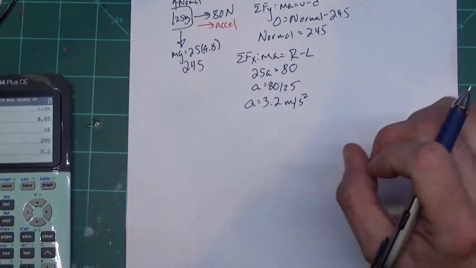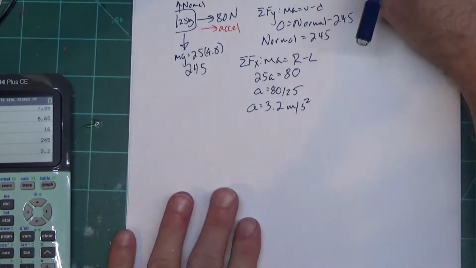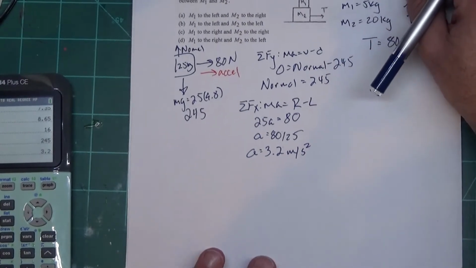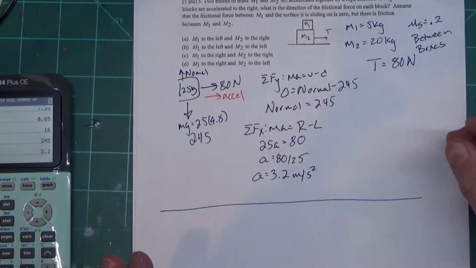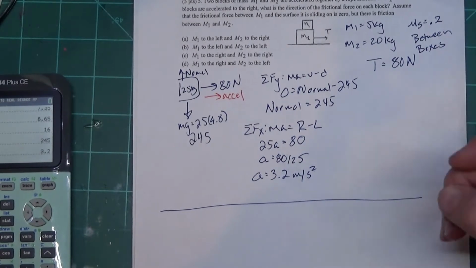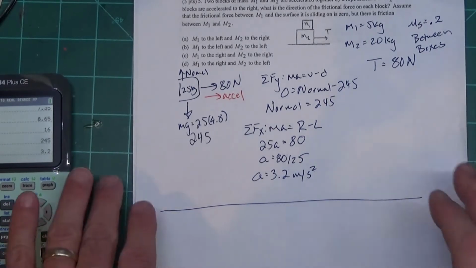Okay? Now, I can draw box 1 or I can draw box 2 for the next part. It doesn't matter which box you pick because according to Newton, the forces between the boxes are equal but opposite. They're equal in value but opposite in direction. Okay?